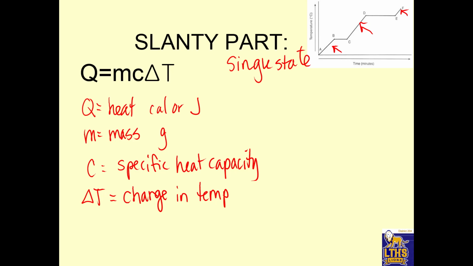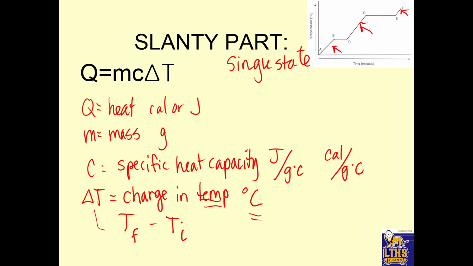So we're going to have 2 temperatures because there'll be a change. Okay, so this is the formula that we're going to use. Here's the unit. So it could be calories per gram degree Celsius or joules per gram degree Celsius for specific heat. Temperature change, temperature is degree Celsius. So we're going to need to apply this equation along the slanty parts of any curve to figure out either how much heat is lost or gained, or we can figure out any of these variables. Delta T stands for the final minus the initial temperature change.